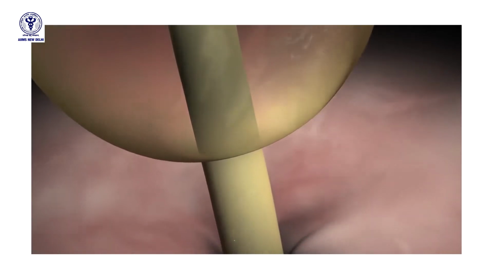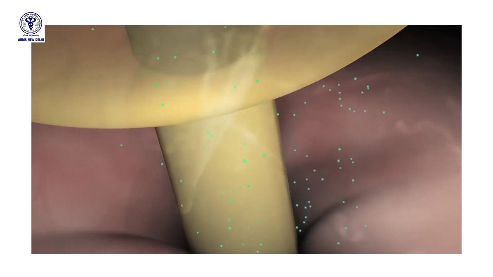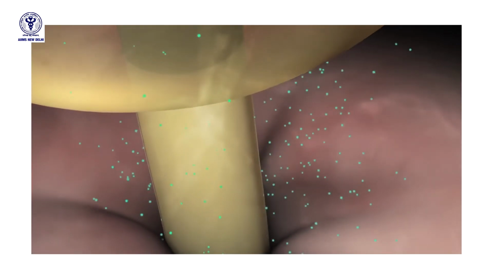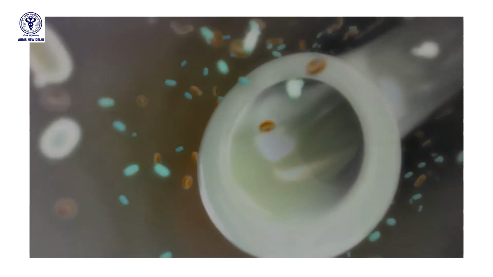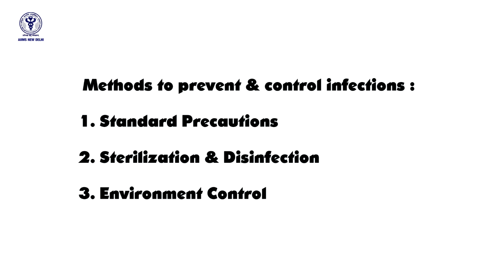A urinary tract infection can occur when the patient has a catheter in his bladder, which is a tube used to drain urine. Bacteria can enter the urinary system on the catheter, enabling the bacteria to travel into the bladder where they can grow. There are methods to control infections. 1. Standard precautions. 2. Sterilization and disinfection. 3. Environment control.